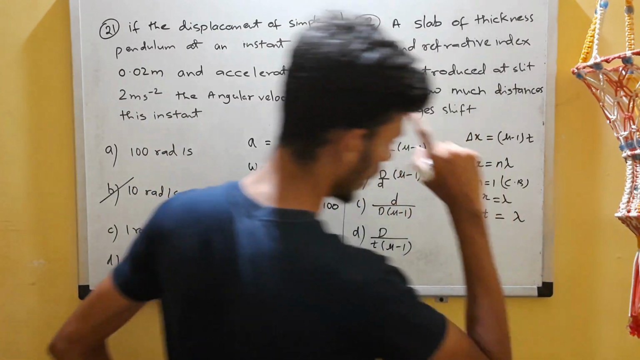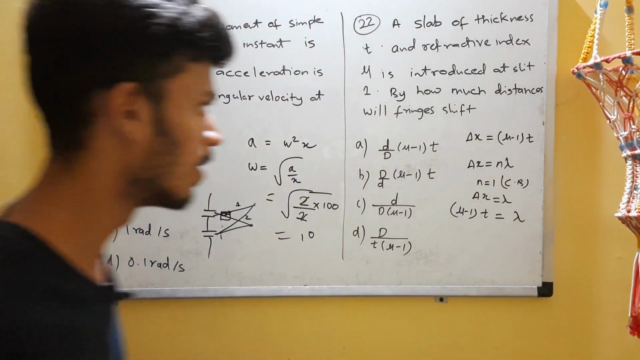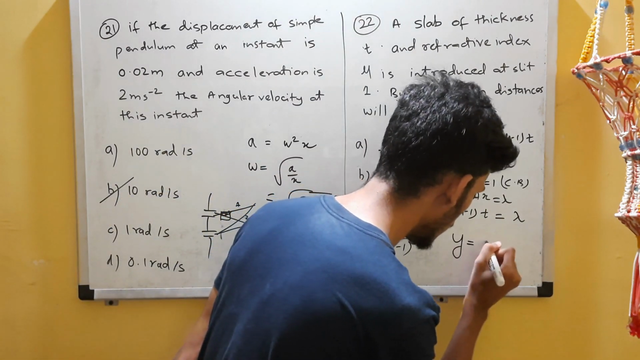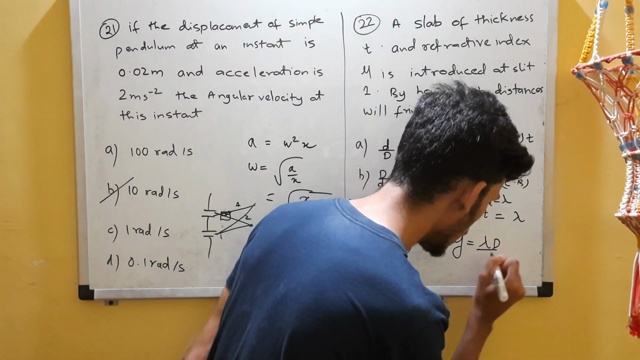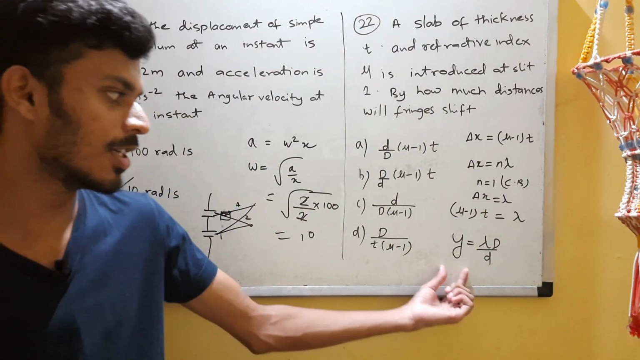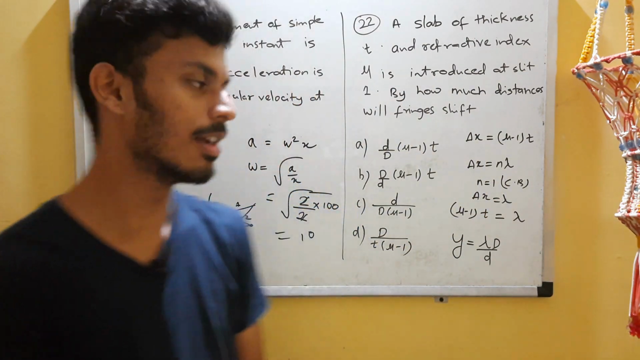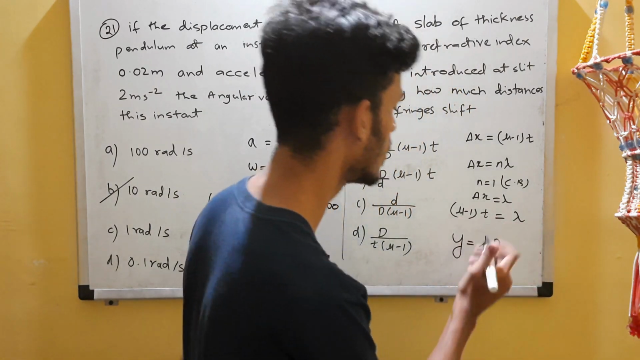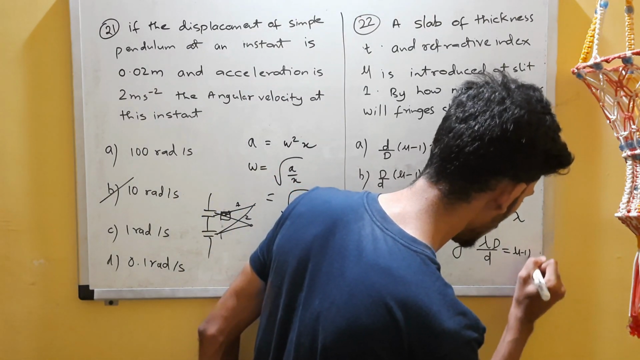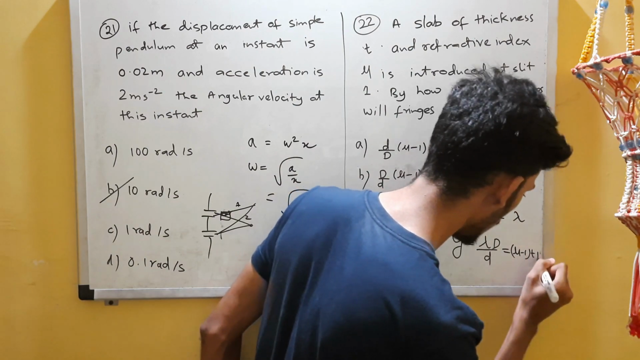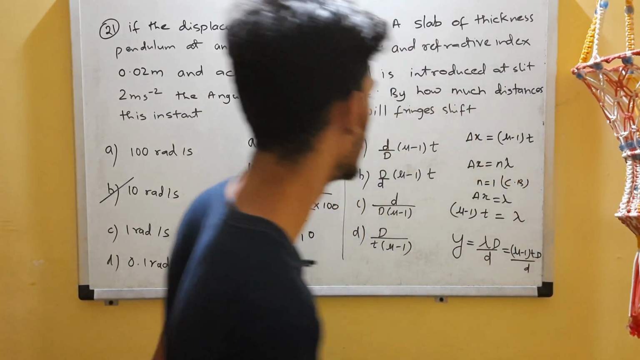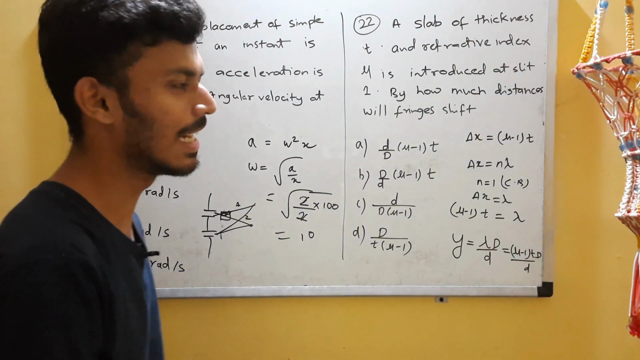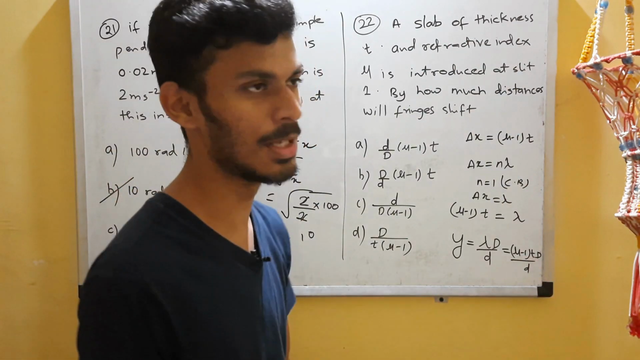And here we have this. So we know lambda. Now where will be our central bright? It will be given as lambda capital D by small d. This is the position where we have the central bright, right? N is 1 for central bright. So lambda is mu minus 1 into t, and here we have capital D by small d. So this is the distance that your central bright has shifted, otherwise this would have been 0, right?